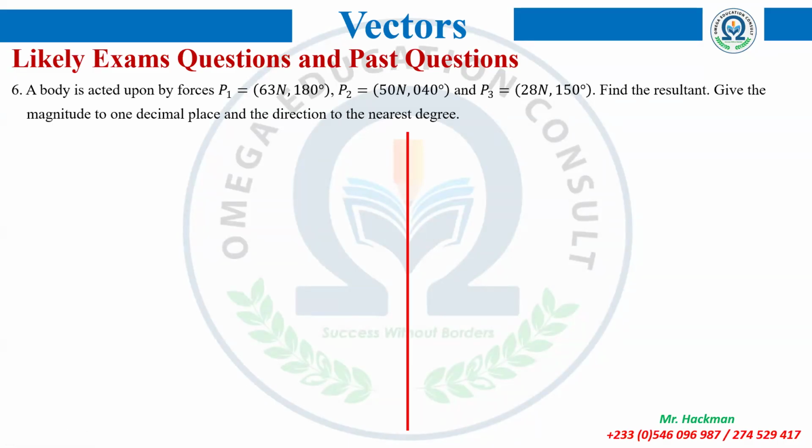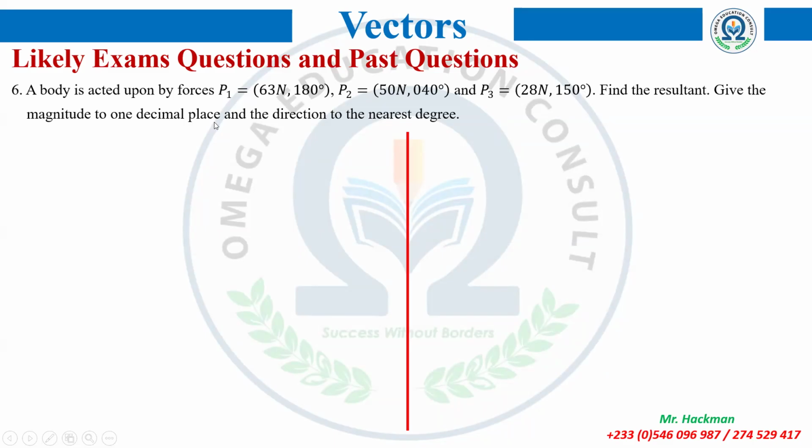Again, we are going to make use of the concept that we just learned, but the question is put in a different form directly. So let's see. A body is acted upon by forces P sub 1, P sub 2. Find the resultant. So we want to find the resultant, then give the magnitude to 1 decimal place.